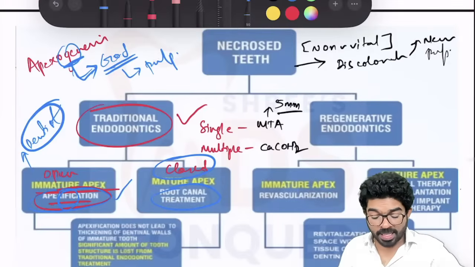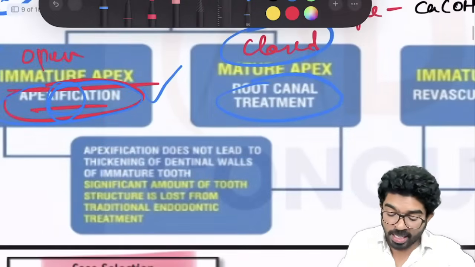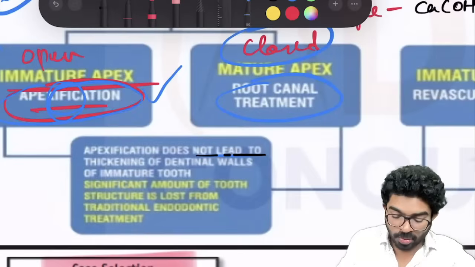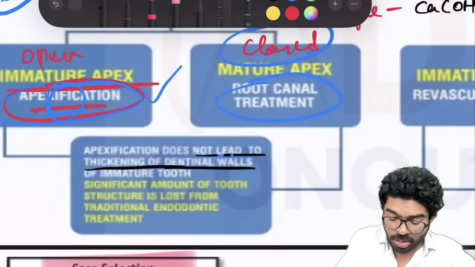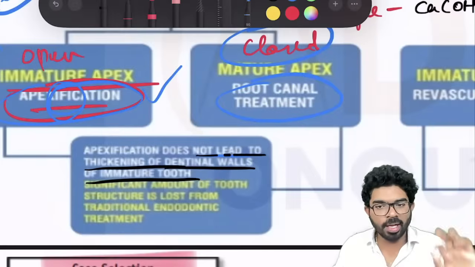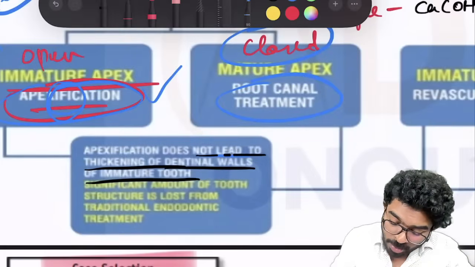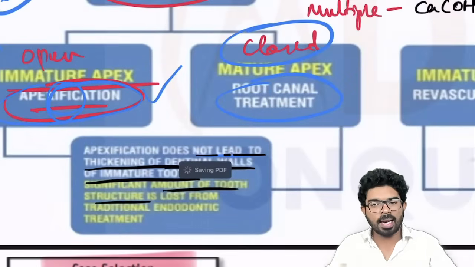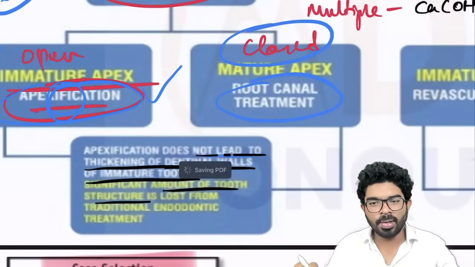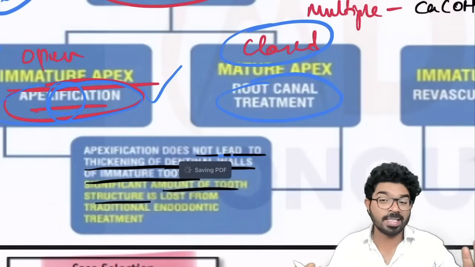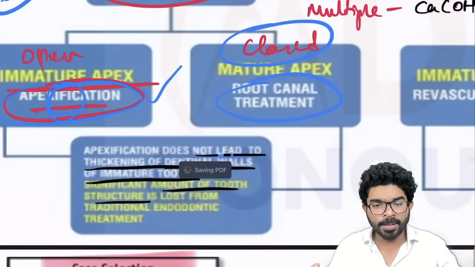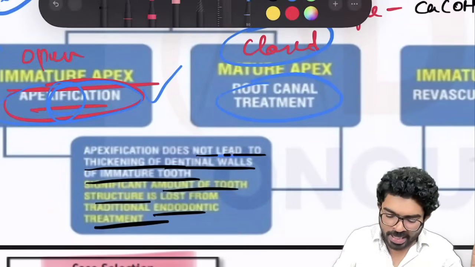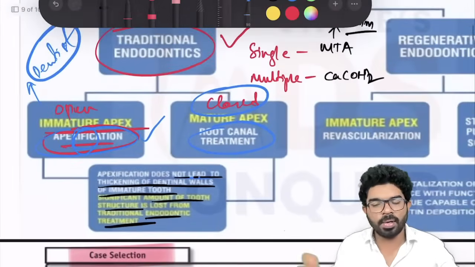The problem with apexification, what is the problem with apexification? Apexification does not lead to thickening of the dentinal walls of immature teeth. No, it will not do that. Only God can do that. So a significant amount of tooth structure is lost from traditional endodontics. We started the class saying that the most common reason for loss of tooth structure is your coronal preparation, access opening. Traditional endodontics, access opening preparations destroy the most tooth structure. Both of those are the main problems with apexification, so I need to find a solution for this.